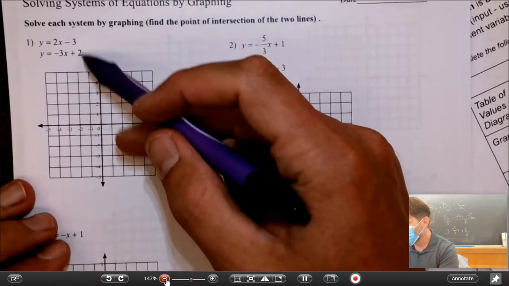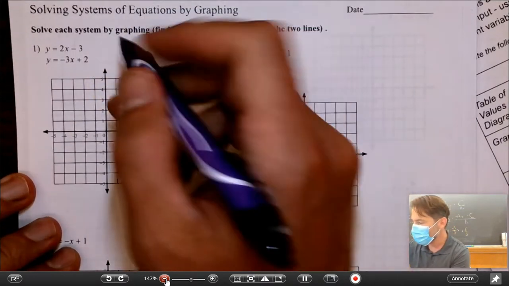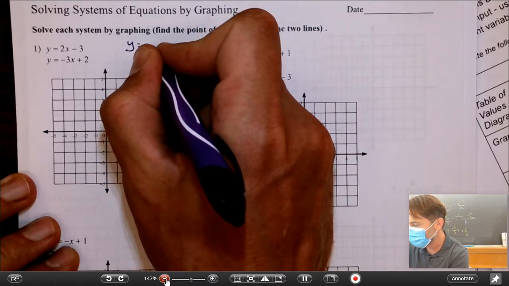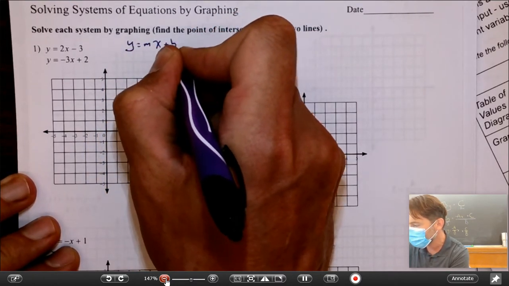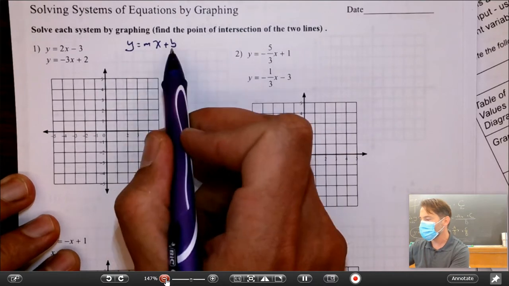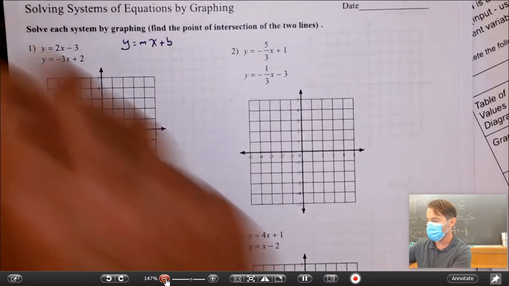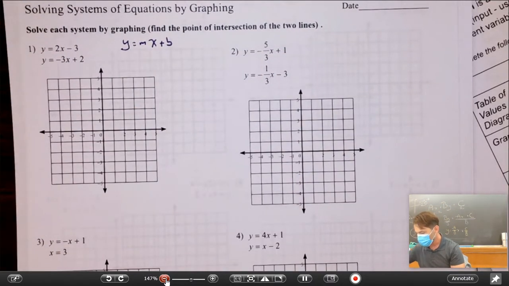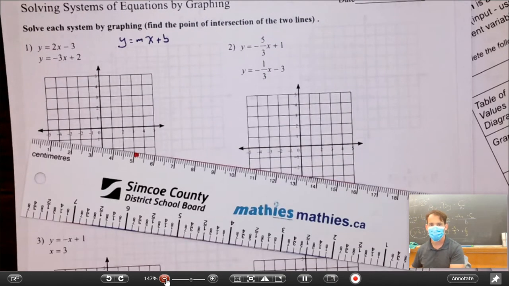Now, when I'm graphing this, I'm thinking about my y equals mx plus b. y is equal to m multiplied by x plus b. And I remember that m gives me my slope and b gives me my y-intercept. So I'm going to need a ruler here if I want to draw some really accurate sketches.